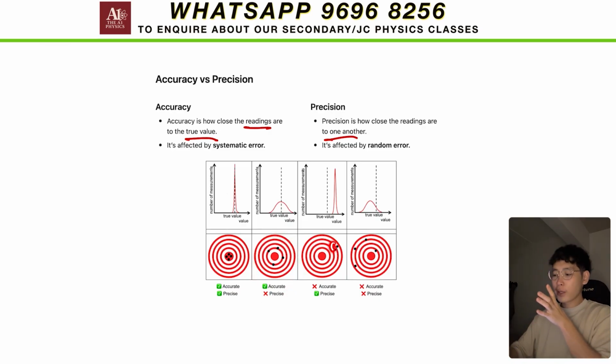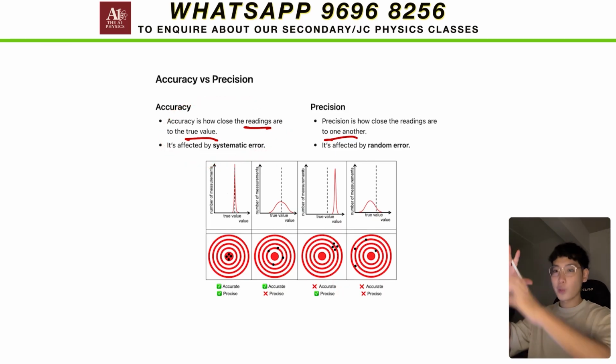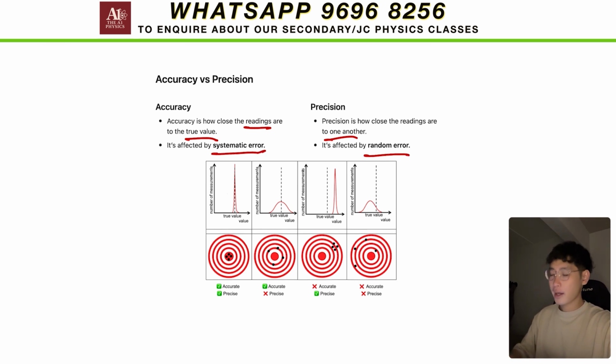If the readings are very close together, but they are far away from the actual value, we say that it's not accurate, because it's not close to the actual value, but it is precise because the readings are grouped together. Finally, if the readings are nowhere near the true value, nor are they close together, we say that it is not accurate and not precise. So accuracy is affected by systematic error, whereas precision is affected by random error.